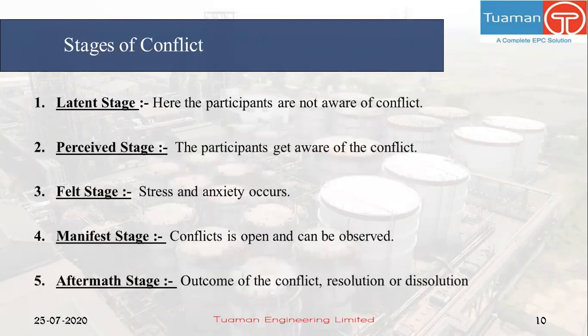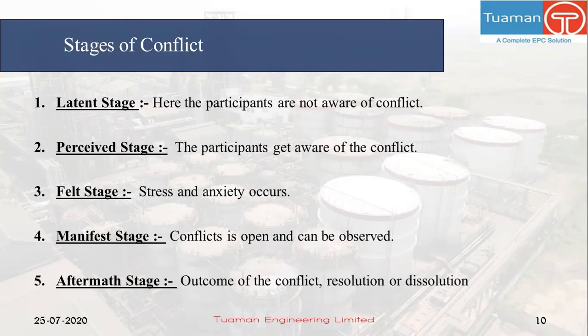Next is stages of conflict. A conflict goes through different stages. It is not blown out of proportion, it has to go through different stages. So the first stage is the latent stage. It is the initial stage where people are not aware that there might be a conflict. People are left unaware, they don't know, it is just the beginning of the conflict. The second stage is the perceived stage. In this stage, people get to know that there might be a conflict. So they become aware of the existence of the conflict.